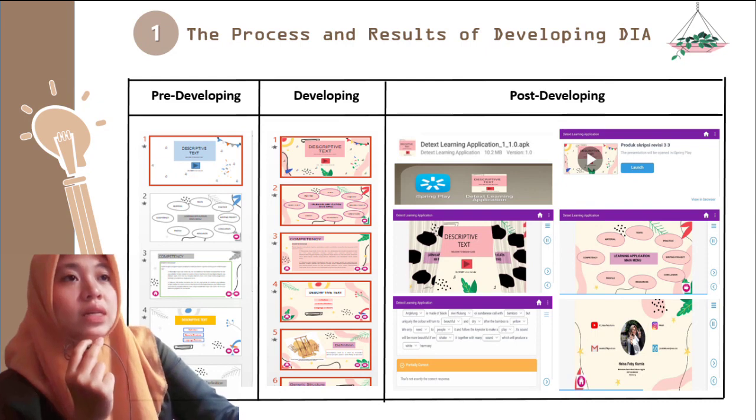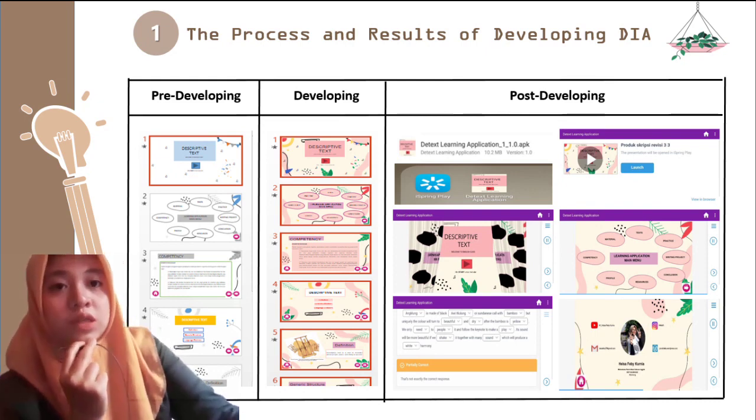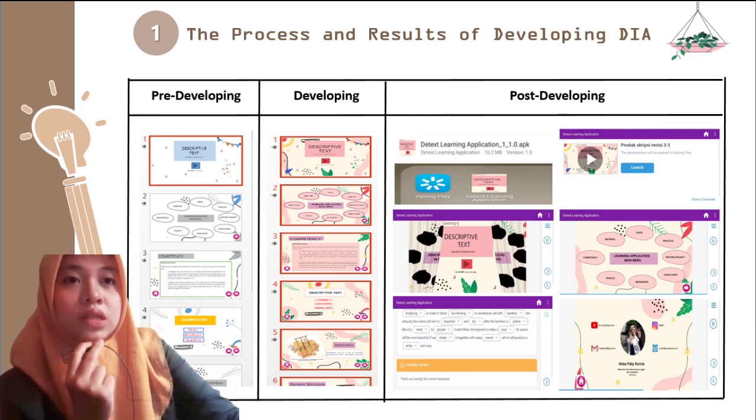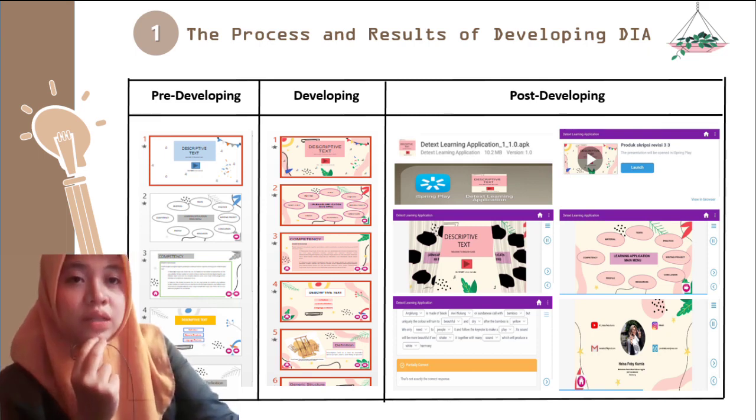The first one is the process and result of developing DIA. To answer research question number 1, the researcher had 3 steps in knowing the process and result. They're pre-developing, developing, and post-developing. So here are the results of pre-developing, developing, and post-developing. And post-developing is after converting into the form of an application. And here I'd like to show the result of developing DIA. Here it is.